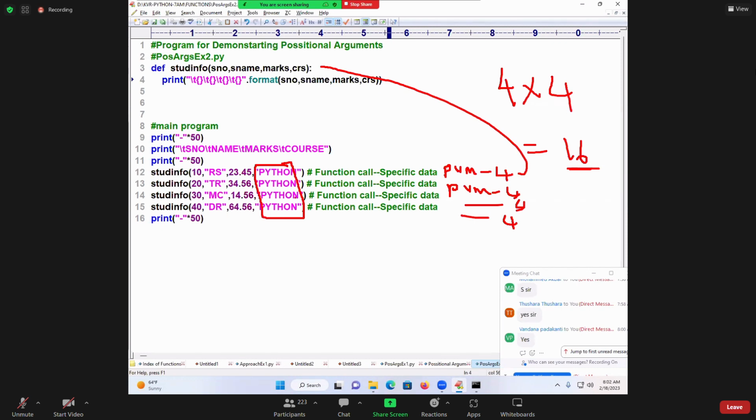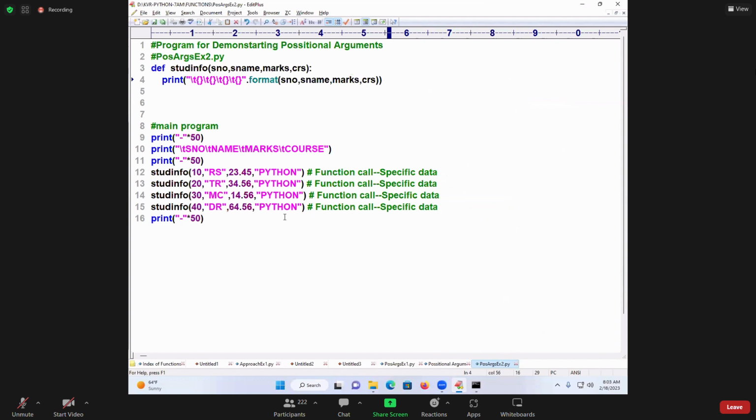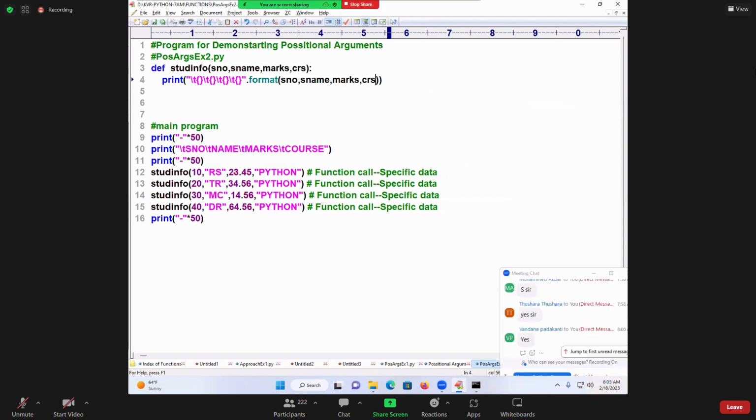How many times would you like to pass this data? 1 time. Why 1 time? Because all the people have what course? The same course. That means what did you understand? Pass the specific data every time. Don't pass the common data every time. Is it common data or not?